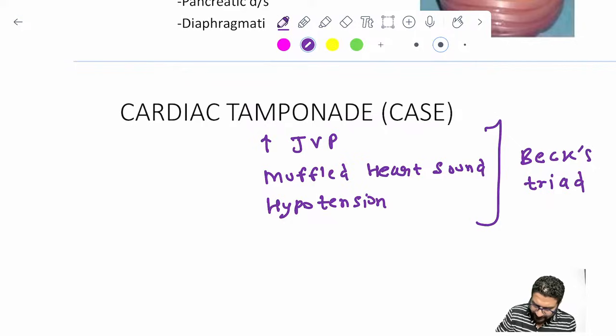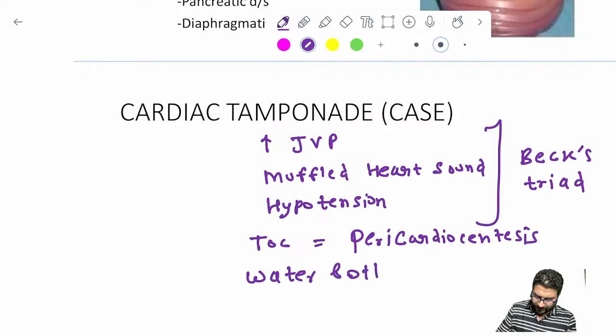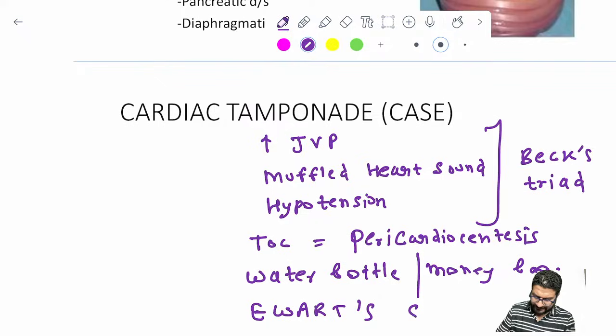Then in cardiac tamponade, understand what else they ask you. They ask you the emergency treatment of choice. It will be emergency pericardiocentesis. And something else they ask: you can notice in X-ray you can see water bottle heart or money bag heart. Then you can see a patchy area of dullness. This patchy area of dullness is what we call Ewart sign.